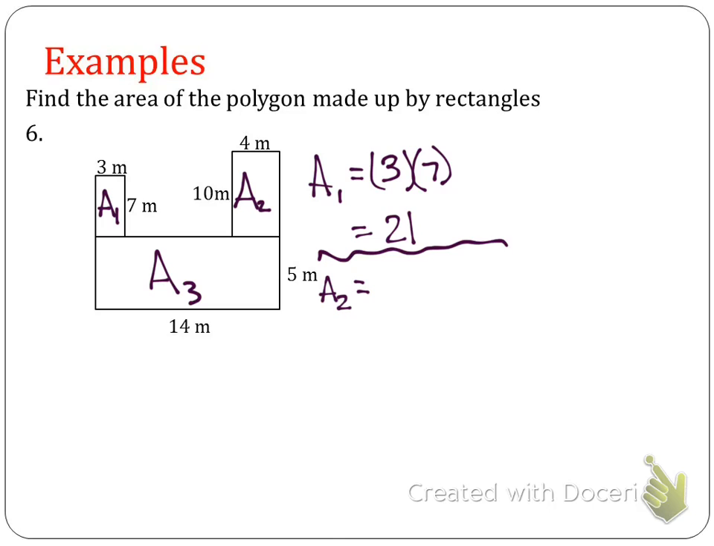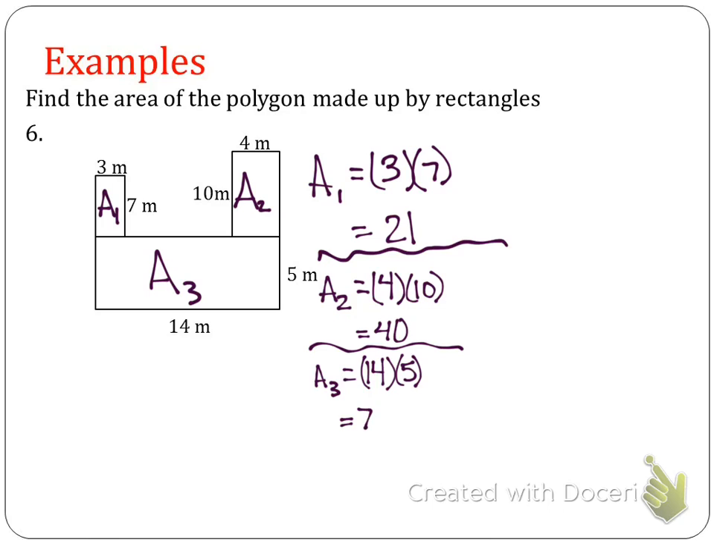Then we go to our second area. Again, I don't have a number on the bottom, but I look at its opposite. So we're looking at 4 for the base. Get an area of 40 for the second. The last area, looking at the bottom base, 14 times its height, 5. Total of 70.